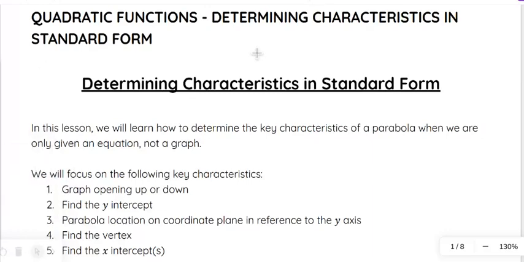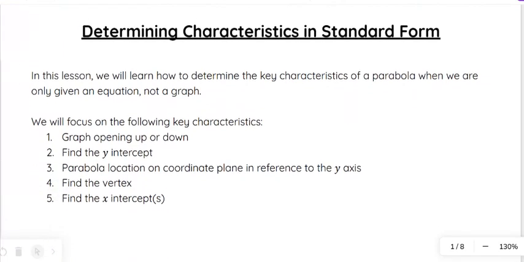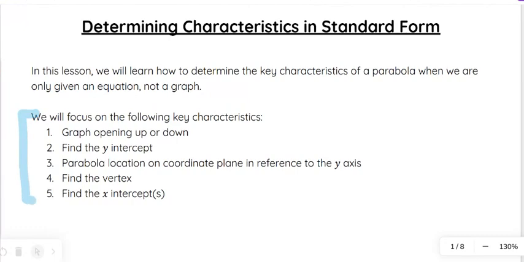In this video, we're going to take a look at how we determine different characteristics of a quadratic function in standard form. So we are going to take a look at these 5 key characteristics here. So we will determine from an equation if a graph opens up or down. So that would be opening up or opening down.